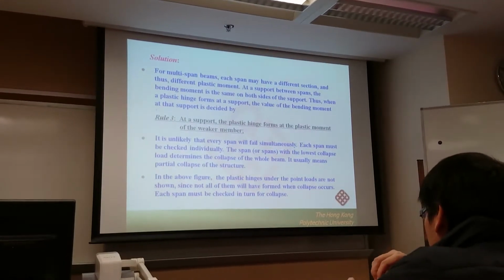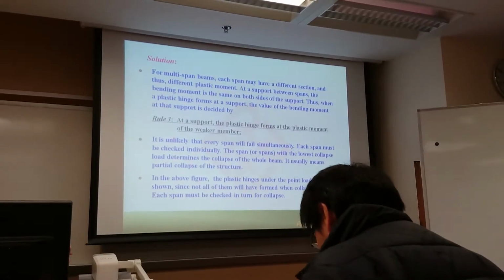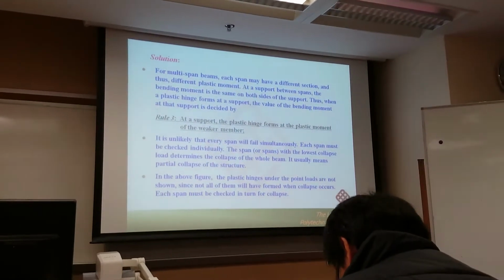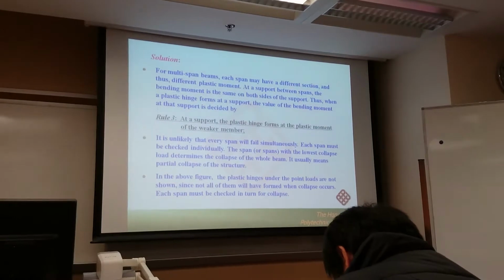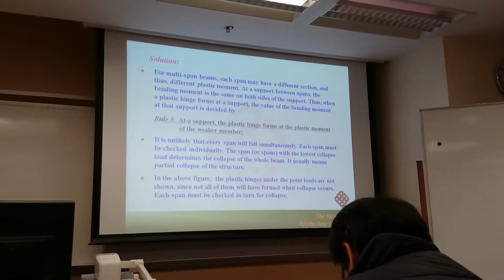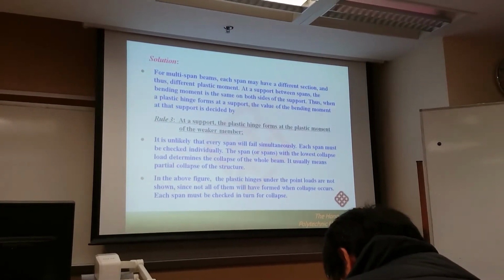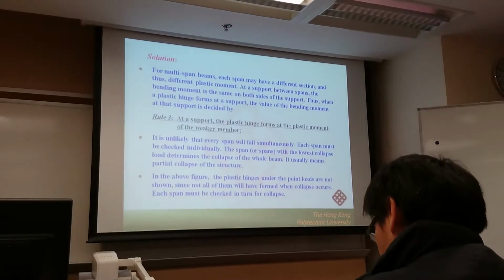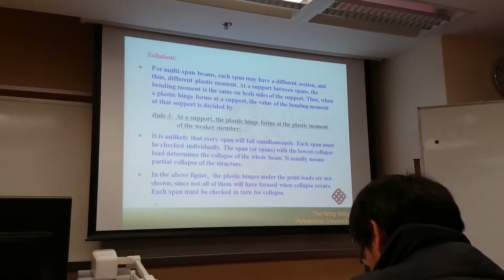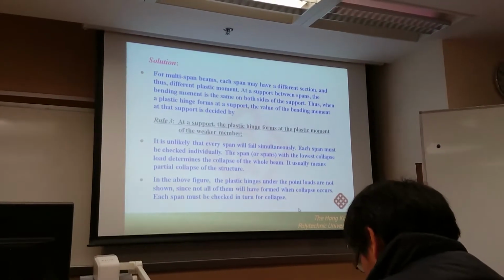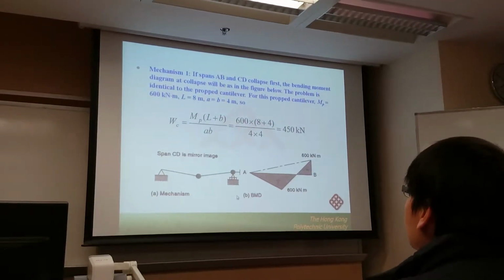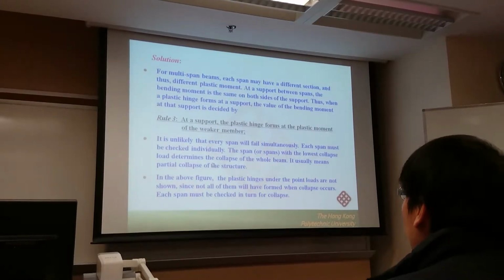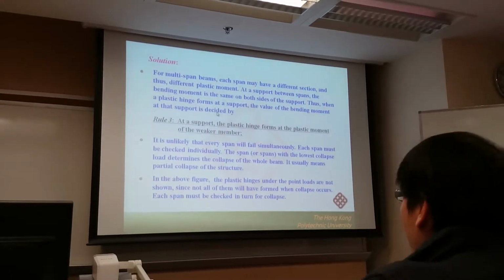Maybe a collapse occurs at the first span, and the other spans remain uncollapsed. Usually for a continuous beam this is a partial collapse, where just several spans collapse and the other spans stay uncollapsed. This is the case for a continuous beam. When we have this understanding, it is very easy to do the collapse analysis.